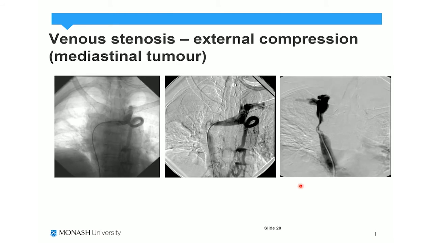This is an example here of a patient that's had external compression from a mediastinal tumour. Once again, we can't see it, but we can see the effects of that. It looks like an atherosclerotic disease, but you don't get atherosclerotic disease affect veins like you do arteries. So this was due to an external compression by a tumour, which was demonstrated on CT. You see here very nicely a really large collateral going around this narrowing down the azygos or hemiazygos vein.